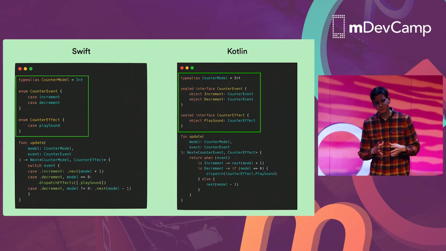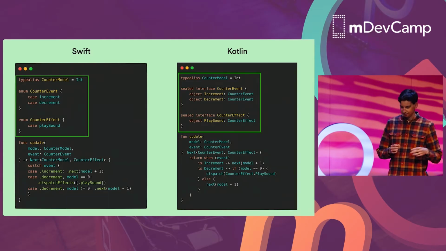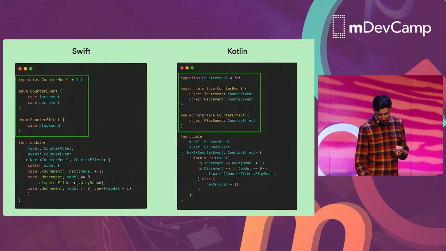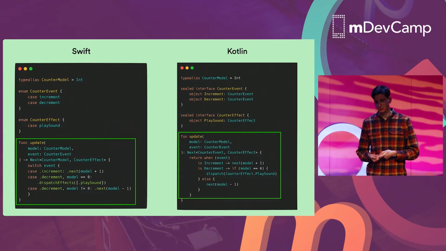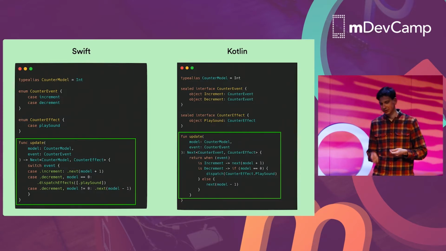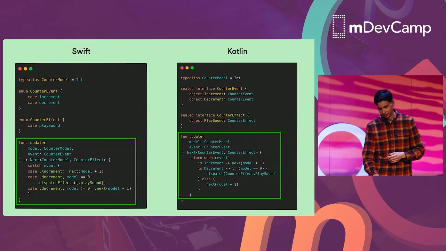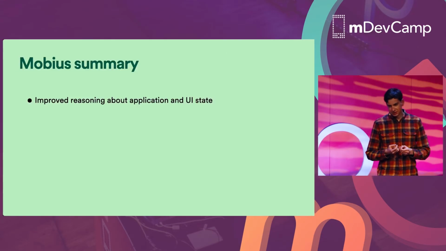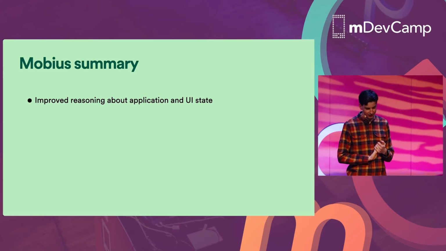So on the top, you can see the declaration of the model, the event and effect types as well. And also you can see the update function. So here we can react to the events. We can increment the model count, decrement it, and also when we decrement and it's 0, we dispatch the external effect. So this is how we want to define our business logic, basically, and the state management.